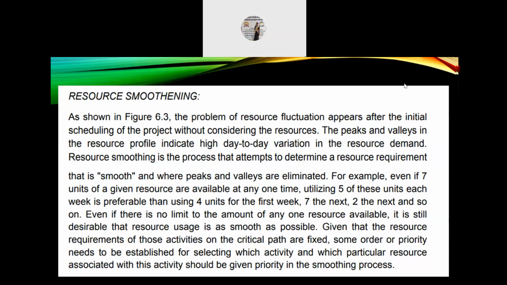So even if there is no limit to the amount of any one resource available, it is still desirable that resource usage is as smooth as possible, given that the resource requirements of those activities on the critical path are fixed and some order or priority needs to be established for selecting which activity and which particular resource associated with this activity should be given priority in the smoothing process.